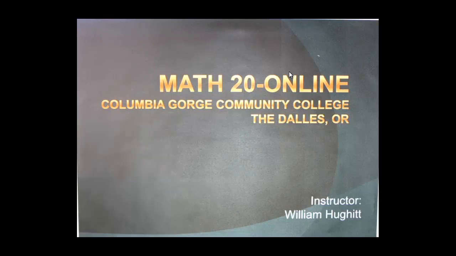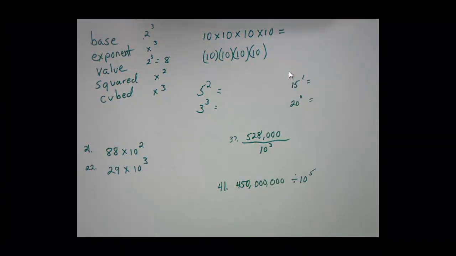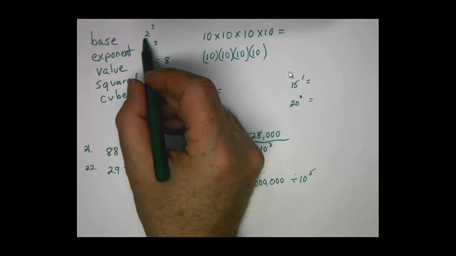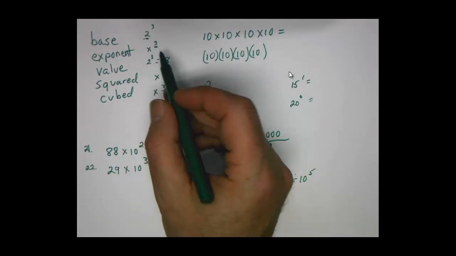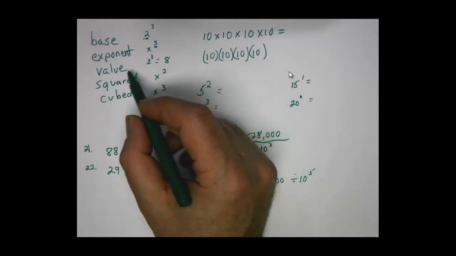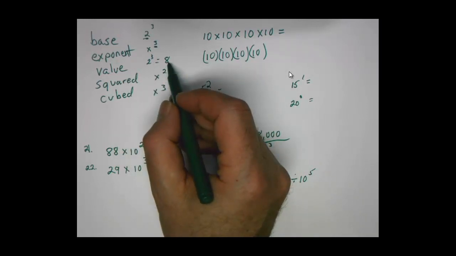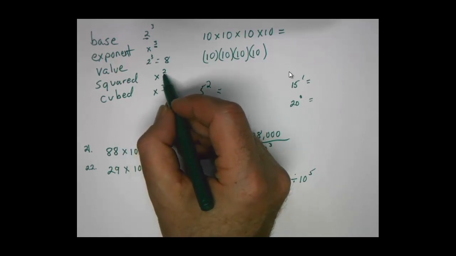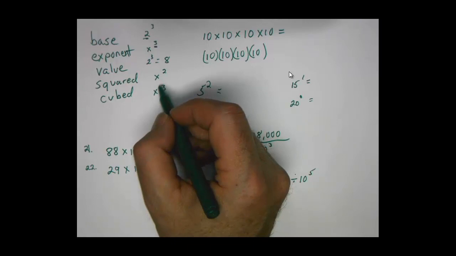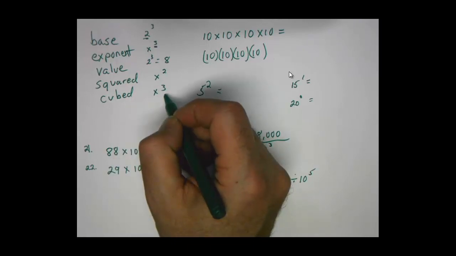Okay, section 1.5 is whole numbers, exponents, and powers of 10. The vocabulary for this section is base, and the base is going to be the bottom number here. The exponent, or the power, as it sometimes is called. The value is going to be your answer. Squared is a new term, and that means to the second. That would be the 2, and cubed is to the third.